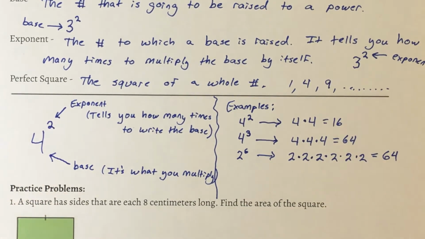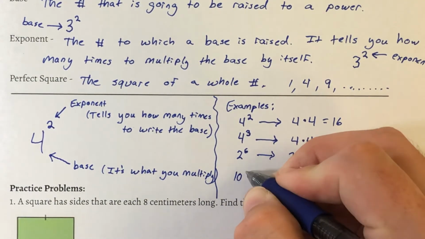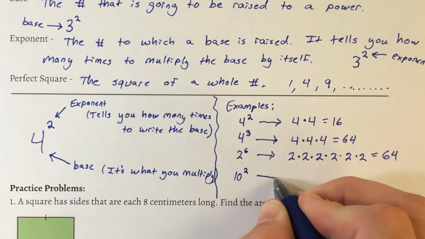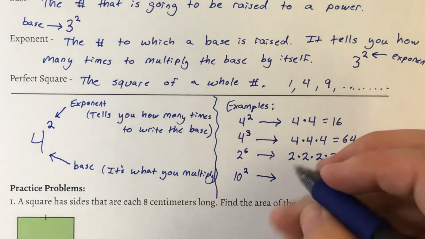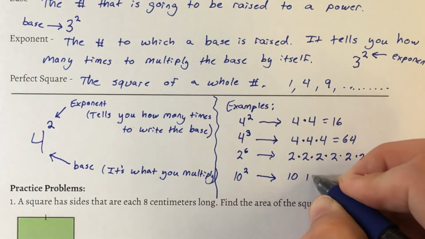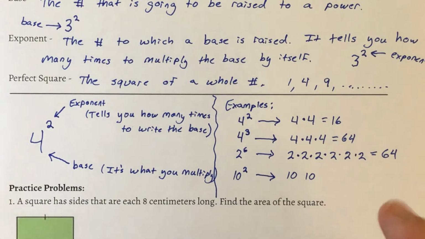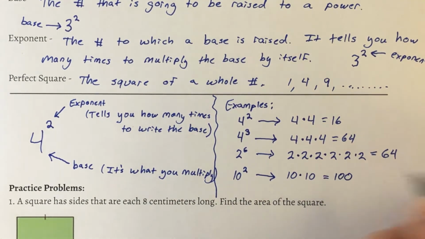All right, our last example for exponents, we're going to go back to a squared example. So 10 squared, or 10 to the power of 2. That exponent 2 tells us to write the base 10 two times. So once, twice. The base is what you're going to multiply. So we're only multiplying 10s. So 10 times 10, you get 100.